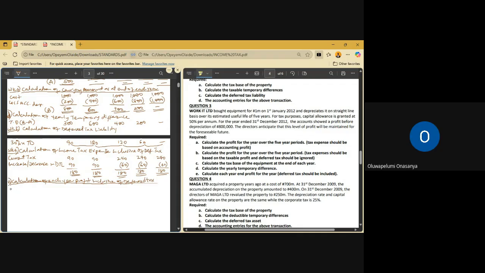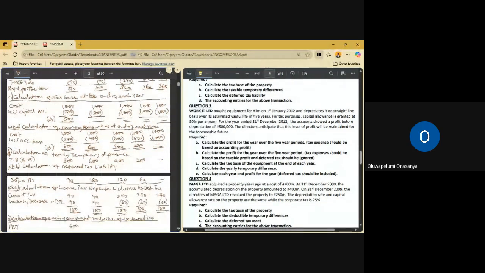Sorry, sir. Excuse me, sir. In that current tax, how did you get 240? I don't understand how we got 240. We calculated current tax here. No, don't go up. It's the same current tax we've calculated here. We are repeating it there now. Current tax will not change. Do you understand? Yes, sir.